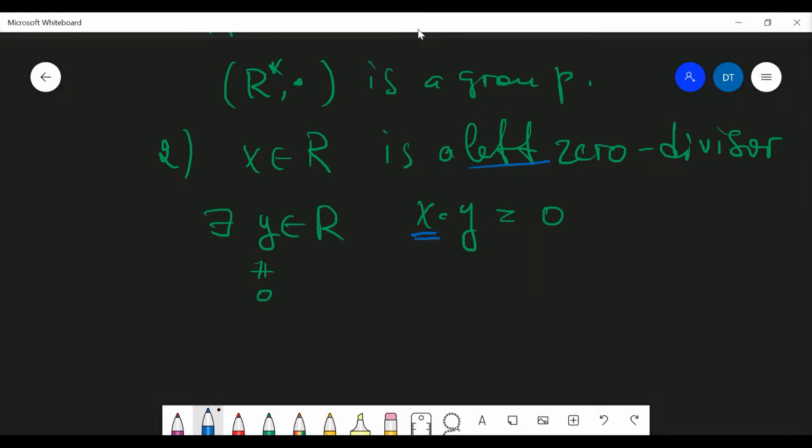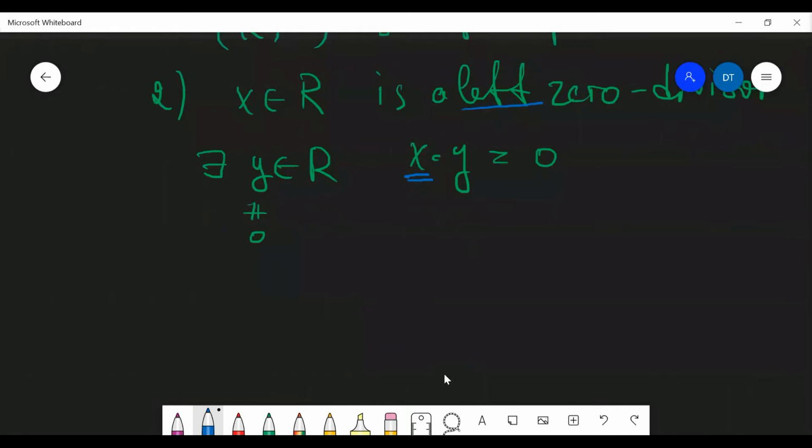Just in case, the zero element is treated to be a left zero divisor. So if x is equal to 0, it's also a zero divisor. So it's a trivial zero divisor, but it's a zero divisor. So it's interesting to discuss non-zero zero divisors. Well, in a similar way, we may define a right zero divisor.